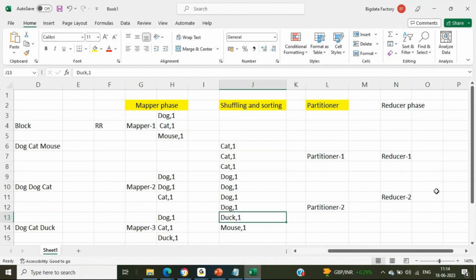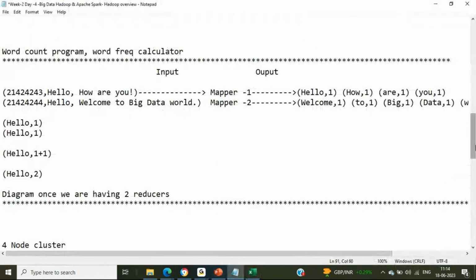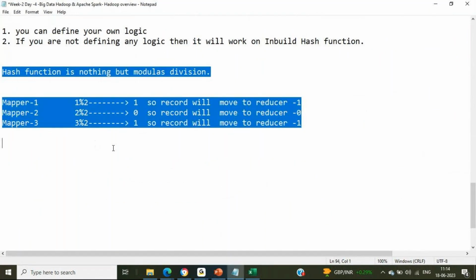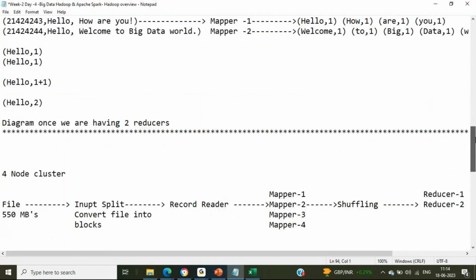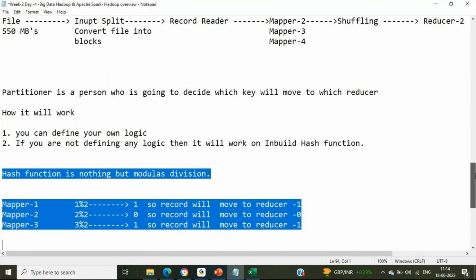And duck 1, so duck is not the repeated value, so duck 1 will be the final count, and mouse 1 in the same fashion will have the one count only. So what we are able to see over here, for the mapper we need to write down the logic.